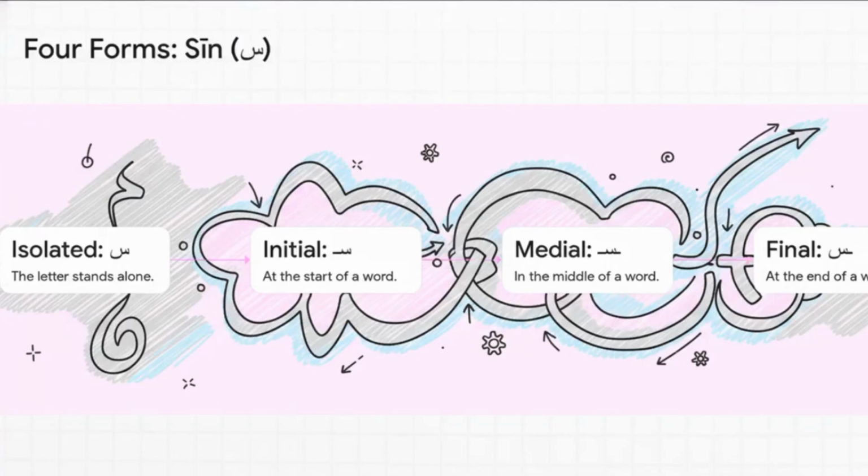And this slide shows it perfectly with the letter sin. See that full kind of sweeping shape when it's all alone? But as soon as it joins a word, it changes. At the beginning, it reaches forward to connect to the next letter. In the middle, it becomes a bridge connecting from both sides. And at the end, it connects from behind before finishing with that familiar flourish. This constant adaptation is what gives the script its beautiful flowing look.